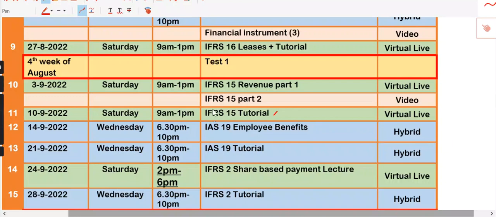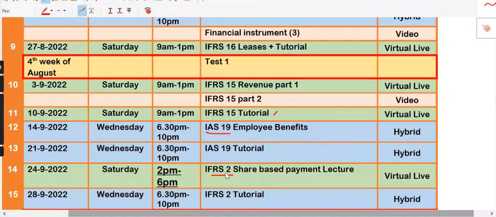Then today, if I get extra time, we can also start the lecture of IAS 19, employee benefits. Comparing employee benefits to IFRS 15, we still have more questions for IFRS 15, but we can also find questions easily, not that difficult, for IAS 19. So these are the three accounting standards that we need to be aware of. Then compare 19 to IFRS 2.